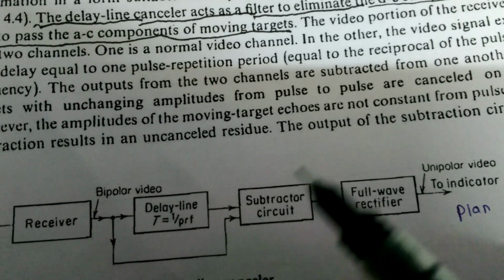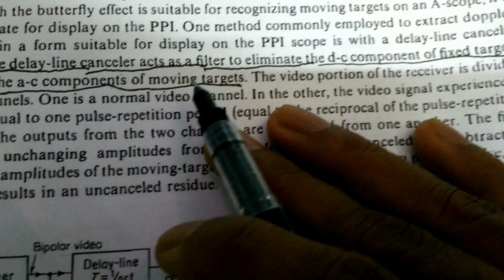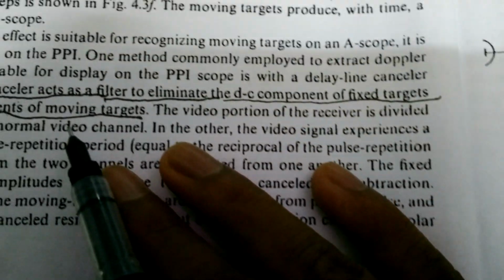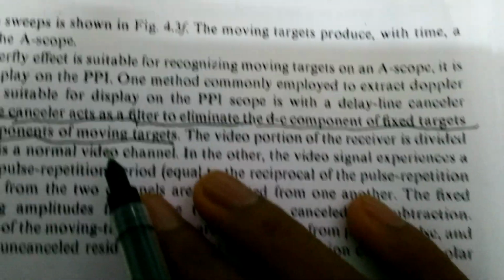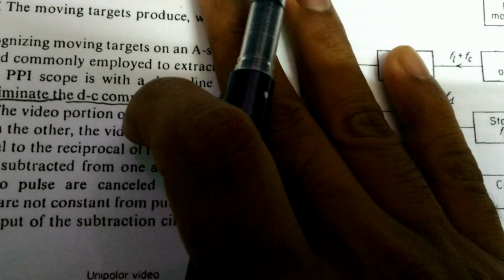Then we are going to discuss MTI radar with power amplifier transmitter and with power oscillator transmitter. Clear? Okay.